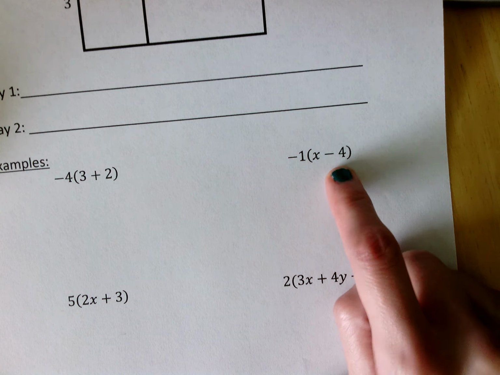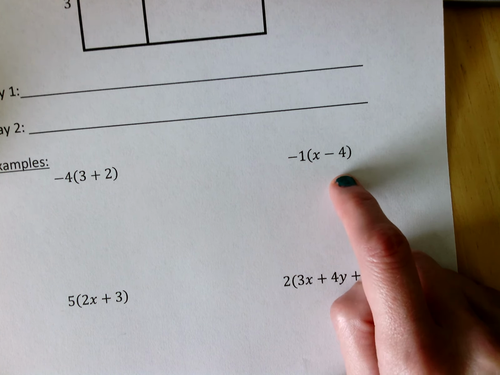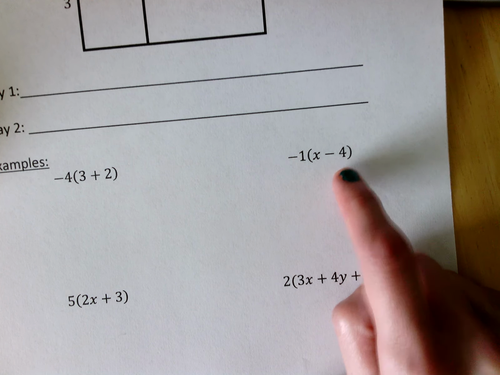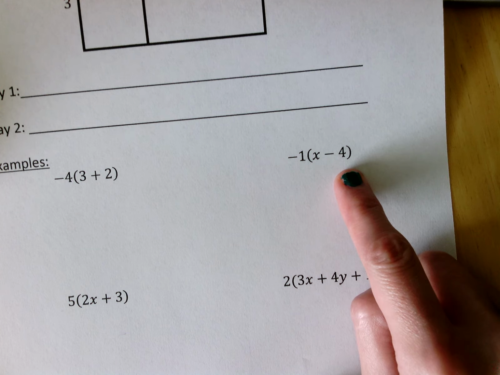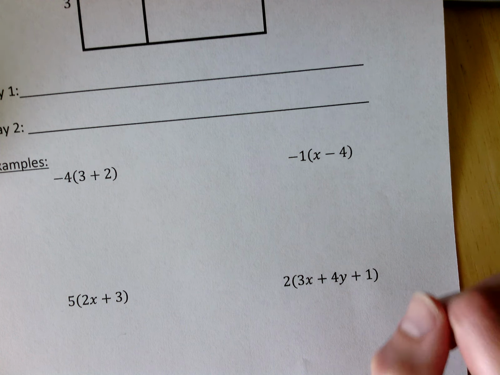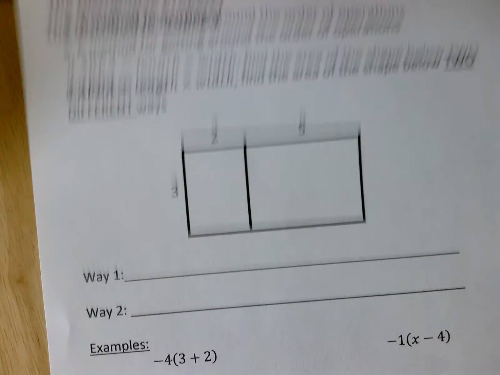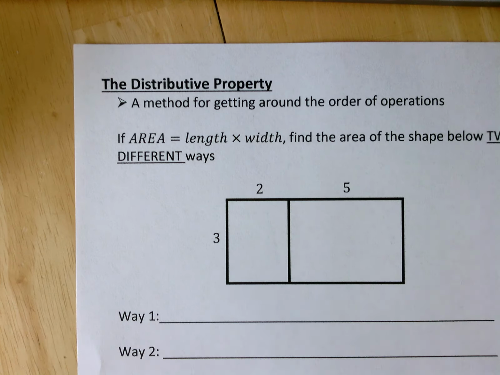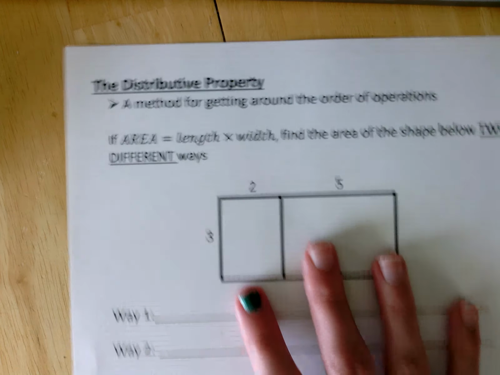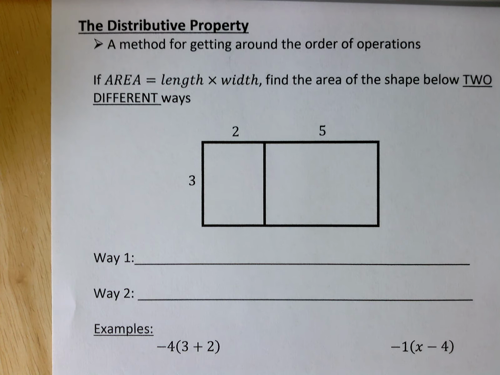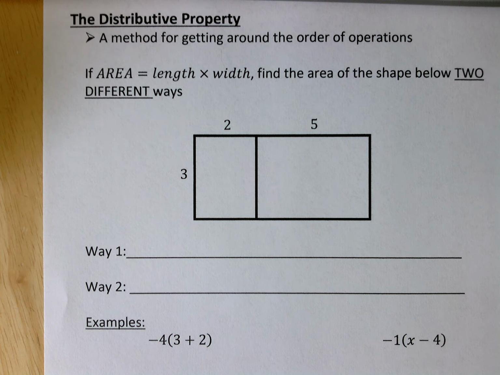But the problem is that x and -4 aren't like terms, right? Because this one has a variable and that one doesn't. So we can't follow the normal order of operations here. So the distributive property is something that we can do instead of following our normal order of operations to simplify this a little bit. To illustrate how this works, we're going to take a look at this picture here and talk about two different ways that you can find the area of this figure.